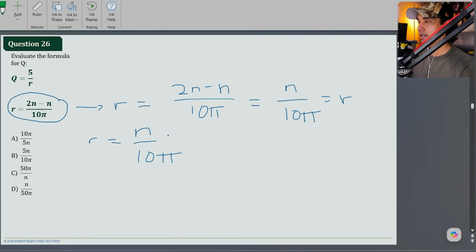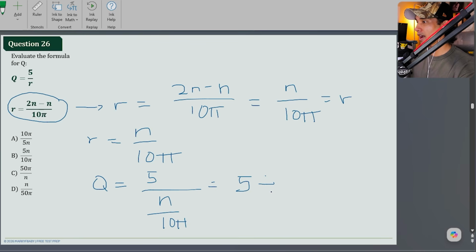So now that makes sense. And then what I'm going to do is plug in this R inside Q, for the R over here. So it's going to be Q equals 5, and then we have n over 10 pi. Now that looks crazy, right? But because you watched the 20 tips, the 20 skills you should know before the test, you know that this also equals 5 divided by n over 10 pi.